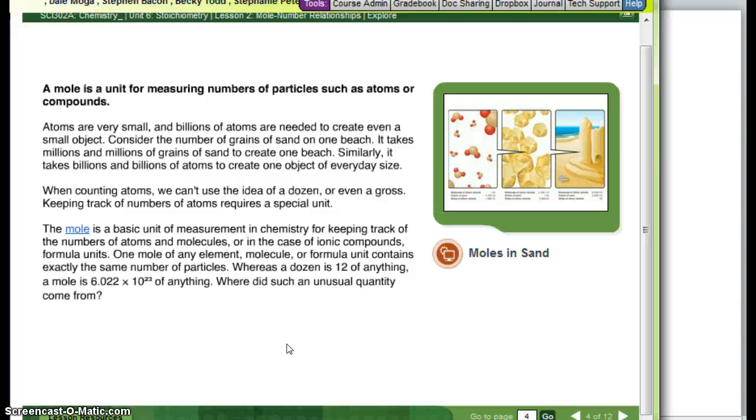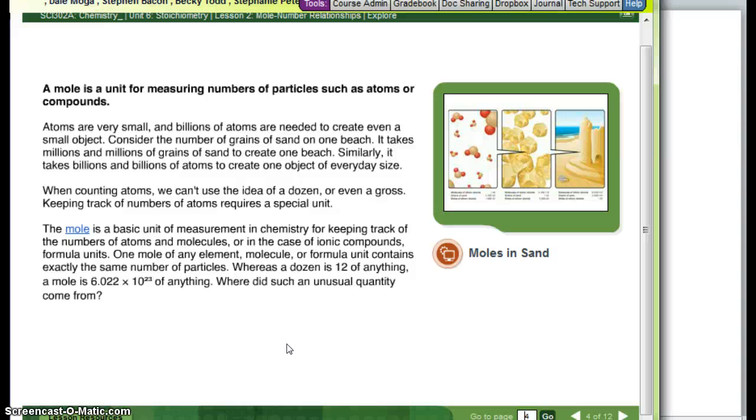When counting atoms, we can't use the idea of a dozen or even a gross. A gross is a dozen dozens, or 144. Keeping track of numbers of atoms requires a special unit. The mole is a basic unit of measurement in chemistry for keeping track of the number of atoms and molecules, or in the case of ionic compounds, formula units.